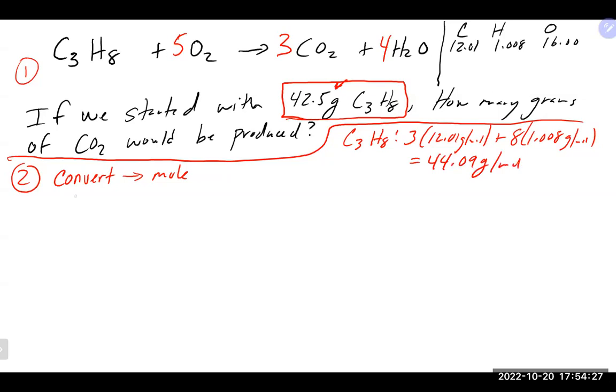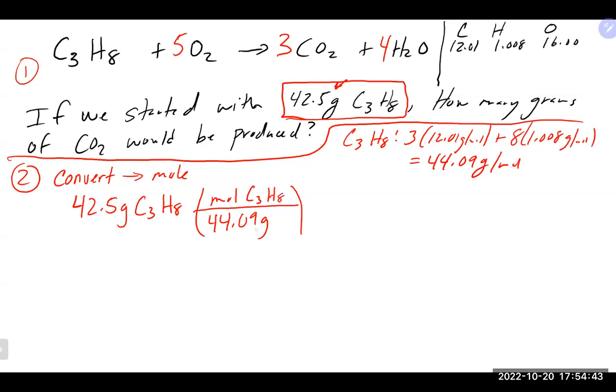So we'll take the number that was given to us, 42.5 grams C3H8, little dimensional analysis action, which we all like. So 44.09 grams per mole C3H8. Grams here will cancel, and 42.5 divided by 44.09 is going to get us, we'll call it 0.9639.